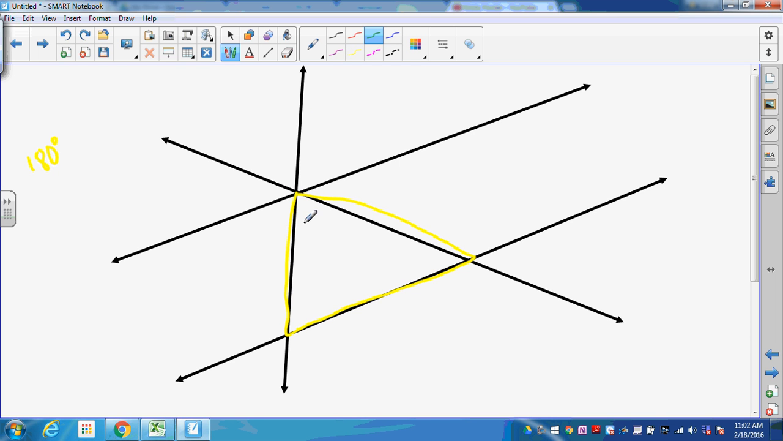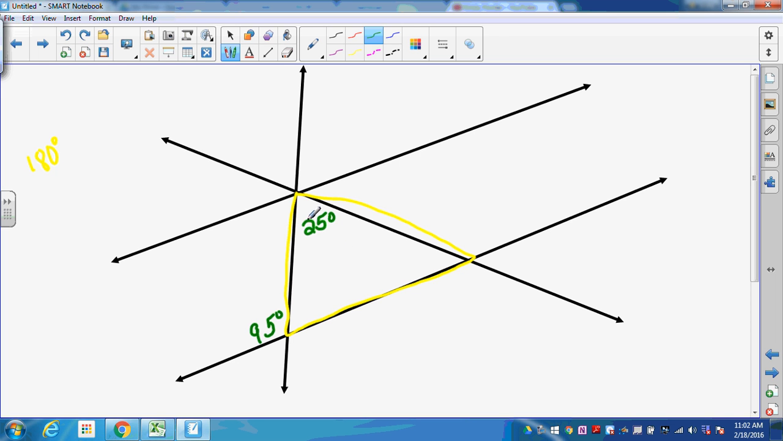All right, so I'm going to start off by giving you the measure of this angle, which is going to be 25 degrees. Okay, and then I'm going to give you the measure of this angle right here, and we're going to say that this one is 95 degrees. All right, so let's see what we can do with that now.